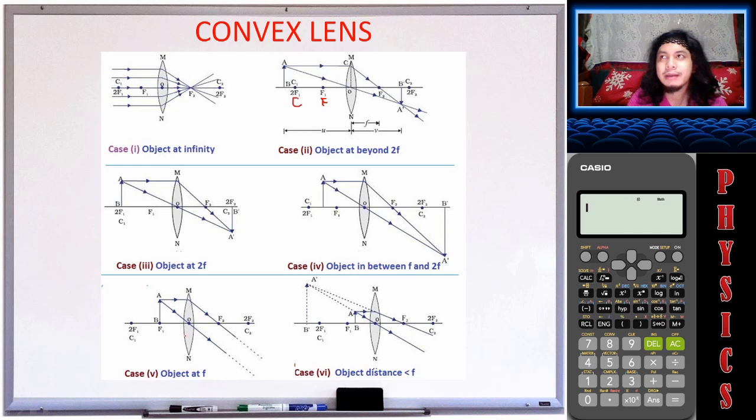Dalawa lang naman yan, real or virtual. Pag virtual, hindi mo siya makikita. Parang imaginary lang. Okay, punta tayo sa object at F. Object at F, ano nangyari, sir? Tatandaan, kapag ang object ay nasa focus, walang image na mabubuo.